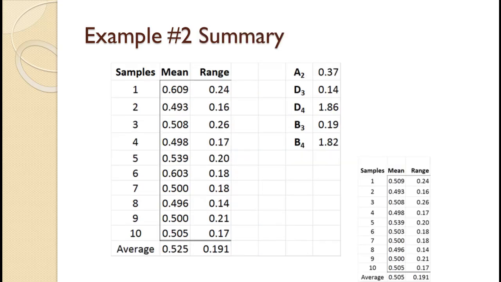This slide shows a summary of the raw data along with the control chart factors. At the bottom in smaller print, it also shows a summary of the original example number 1. Notice that no ranges have changed, and only the means for samples 1 and 6 have changed. Those 2 means went up, so the grand mean increases as well.